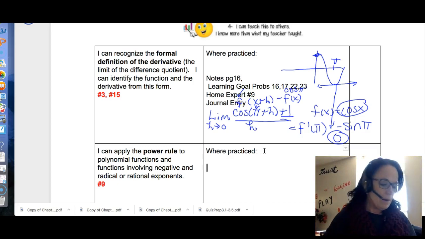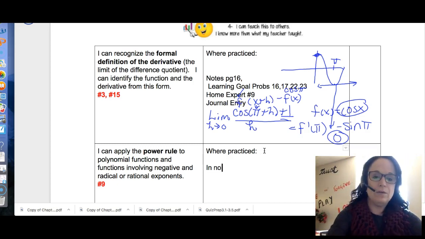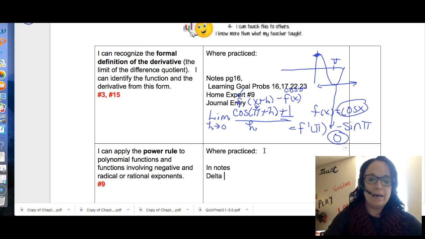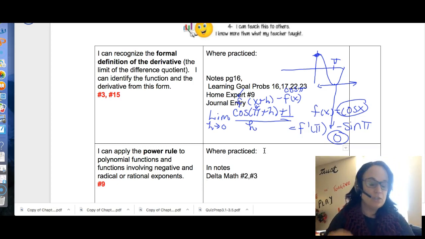So next step is the power rule. That's all over the place in our notes. Not power rule just for basics, but make sure you can do it with negatives and radicals and x to the negative 4/5, that kind of stuff, to make sure you really have got it down. We did that a lot in our Delta Math, number 2 and number 3. And I know some of you struggled with those at first, but then you got it.